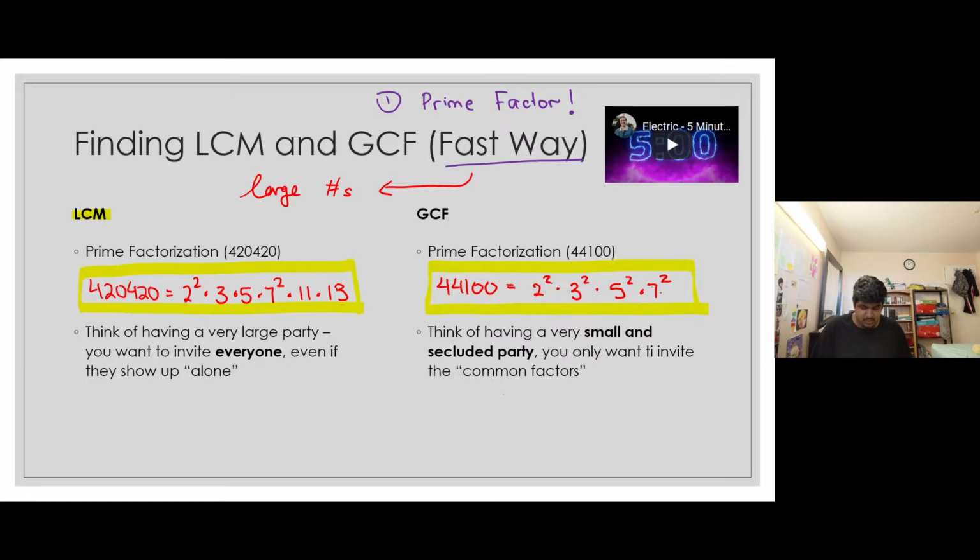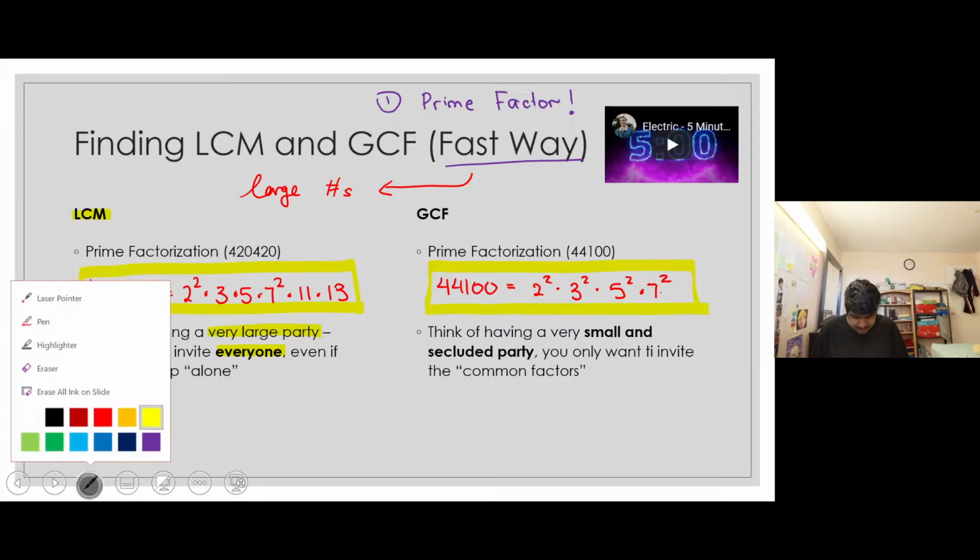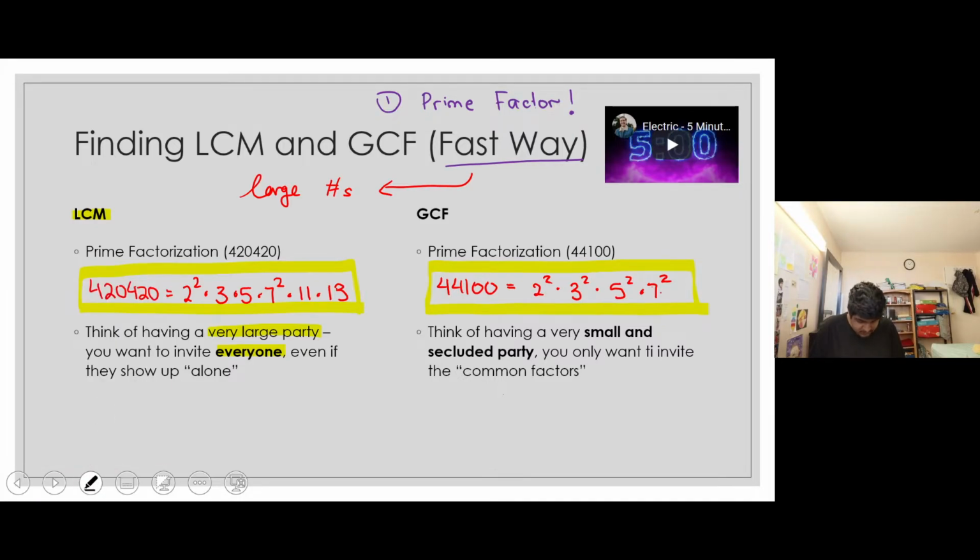So for LCM, think of having a very large party, right? When you have a large party, you basically want to invite everyone. Even if they show up alone, you want to invite anybody and everybody that can possibly come to your large party, right? It's one of those big galas or big balls where you want to invite everyone, right? So let's think about it. Let's compare these two prime factorizations first of all. So I'm going to write them a little smaller here.